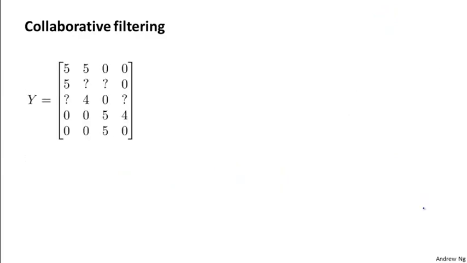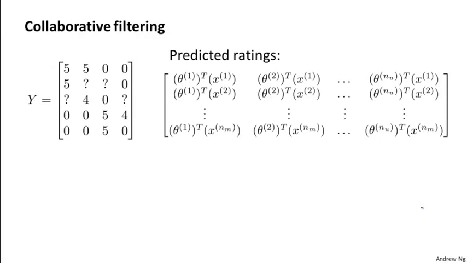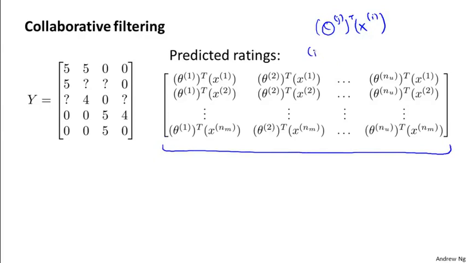Given this matrix Y of all the ratings that we have, there's an alternative way of writing out all the predicted ratings of the algorithm. In particular, what user j predicts on movie i is given by this formula. And so if you have a matrix of the predicted ratings, the i comma j entry, which corresponds to the rating that we predict user j will give to movie i, is exactly equal to theta j transpose x i.